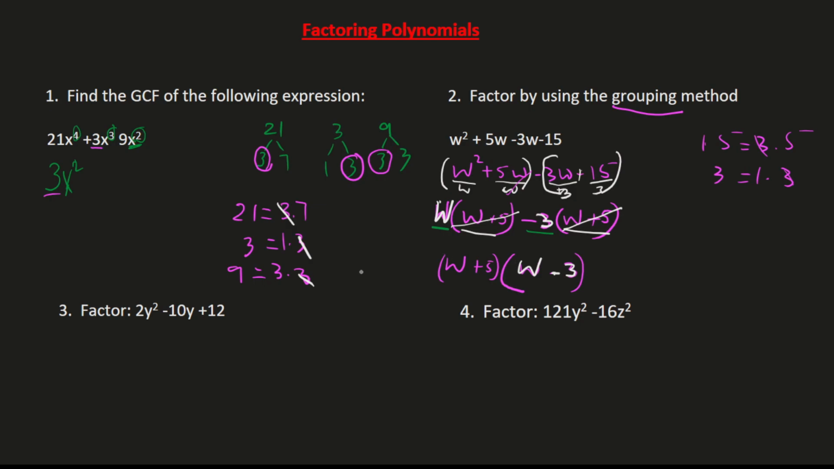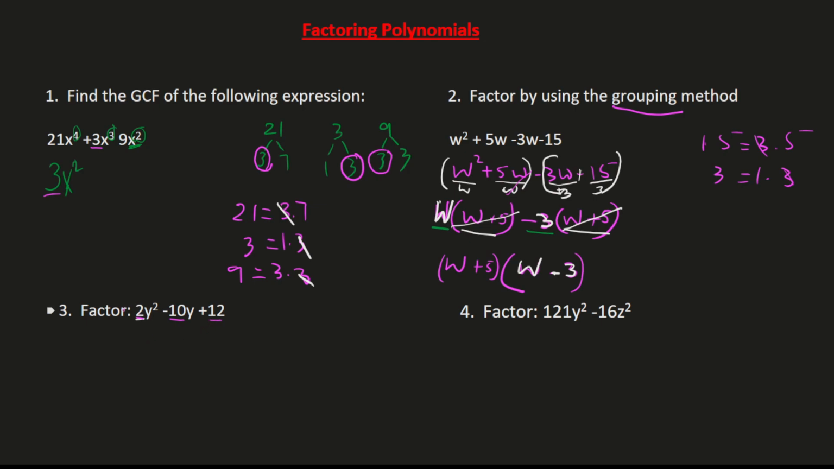Okay? Number 3. It says 2y squared minus 10x plus 12. So the first thing we need to do, we need to find a way to factor this. But I see that we get a 2 here. We get 2, we get 10, minus 10, which is 12.